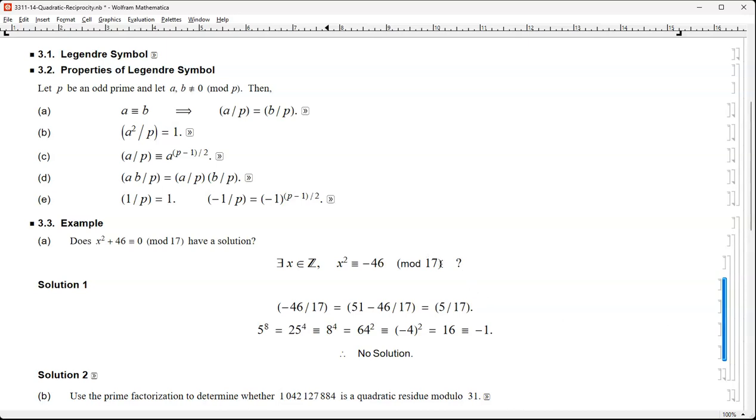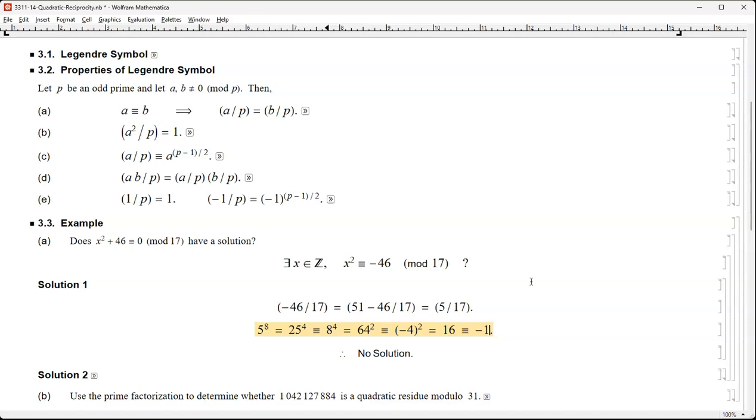Okay, alright, how do you do this? One way to do that is to reduce this negative 46 modulo 17, and 51 is 3 times 17, so that's actually 0. So we have 51 minus 46, so 5. So 5 over 17. And then can we reduce it further? Well, 5 is a prime number and already pretty small, so I don't think we can do that.